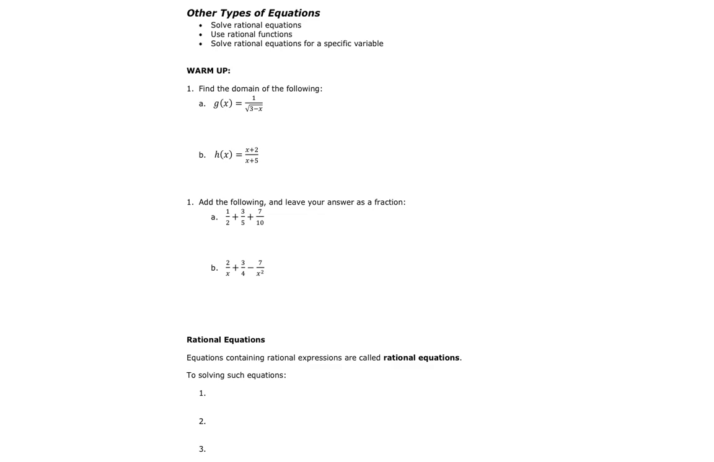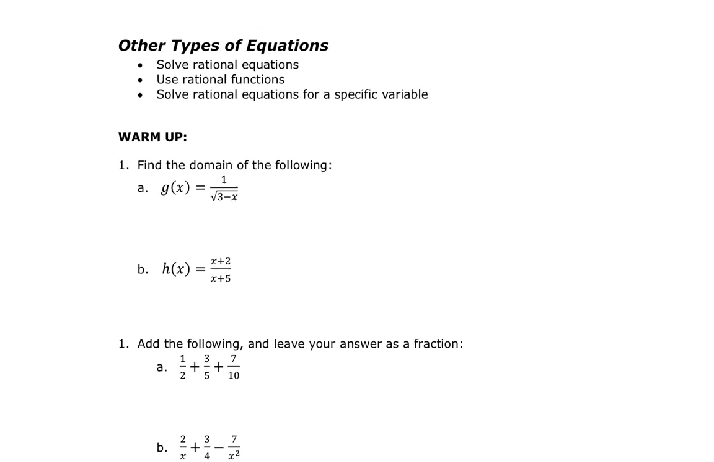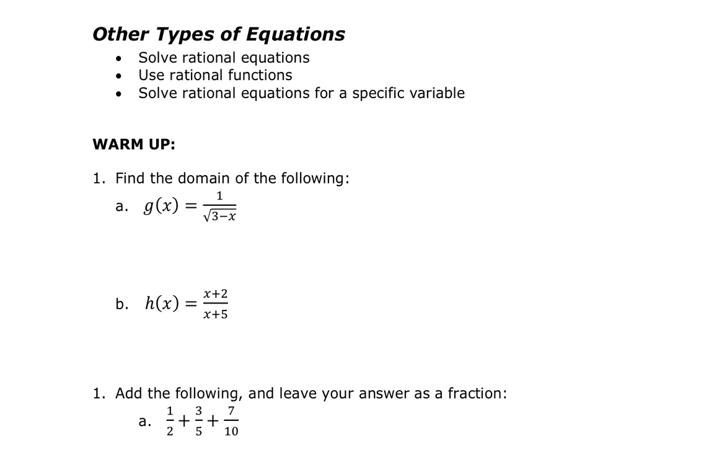So if I were asking you to find the domain of this first question, g of x is equal to 1 over the square root of 3 minus x, we know at this point what we're going to do is take the value underneath the square root. We're going to say that this has to be greater than or equal to 0 if it wasn't in the denominator. Because it's in the denominator, it has to be strictly greater than 0, because if it's equal to 0, I'd be dividing by 0.